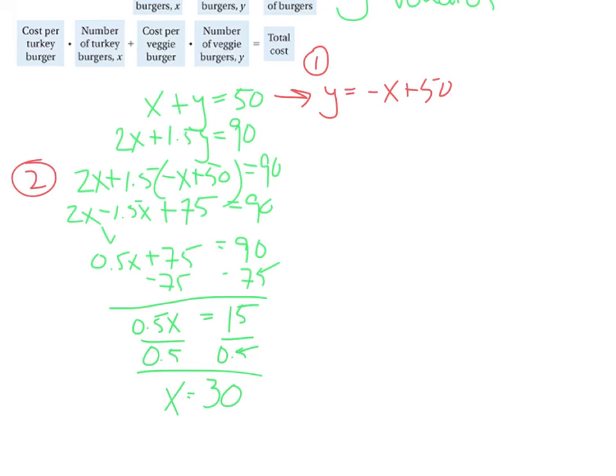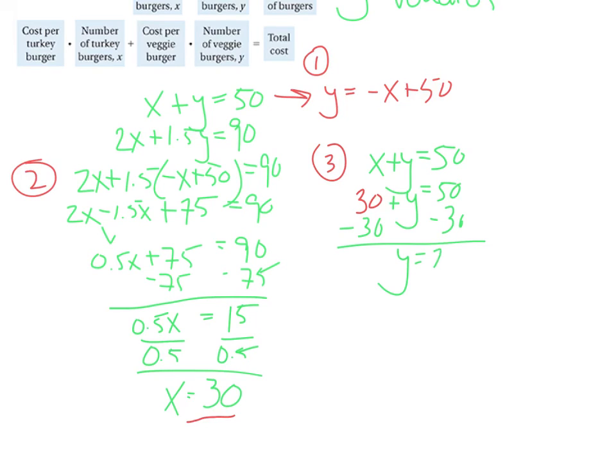So then, for step 3, we take this, x's are worth 30, and now I'm going to plug it in to this equation. If x is 30, I would subtract 30 to find out that y equals 20. So typically we would say that the answer is 30, 20.